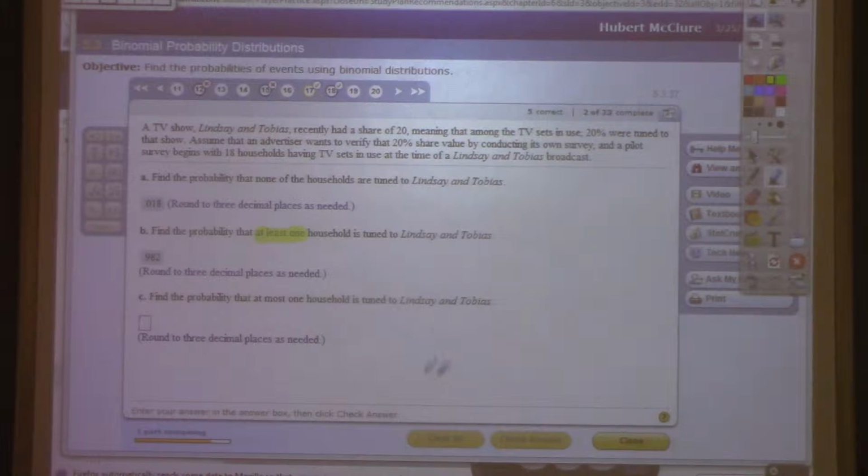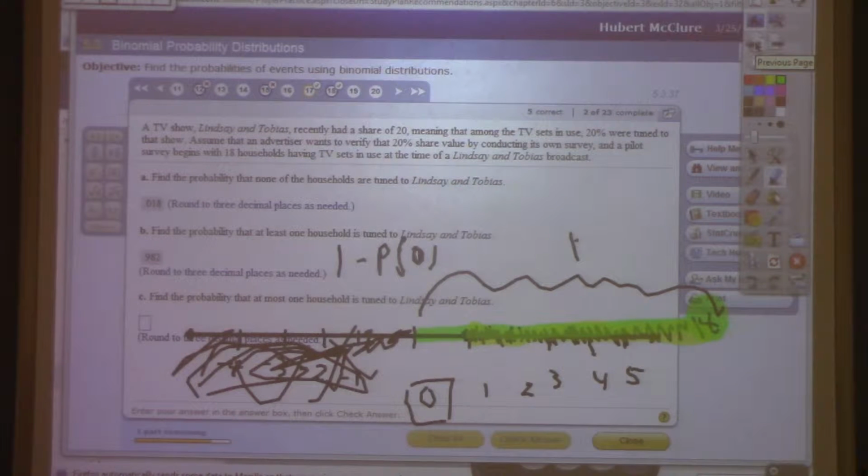At least 1, and this one at most 1. So here's your handy dandy number line again. And you know you've got from 0 to 18. So what does at most 1 mean? That means that the highest number you got is what? 1. One household. What's the only other number? 0. So that is at most 1.